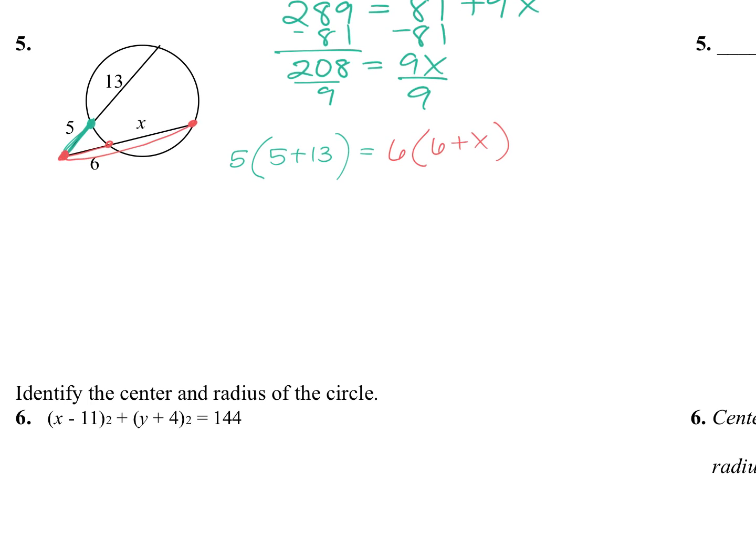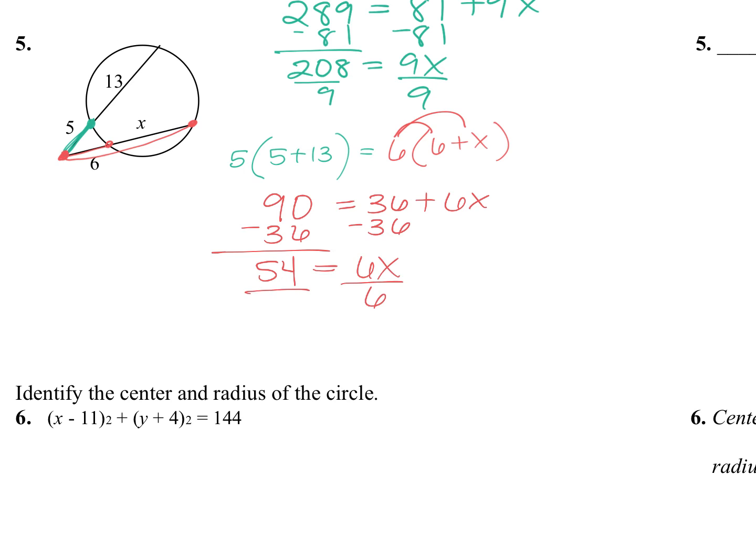Now simplify. There is no need to distribute right here. It would be kind of silly to distribute. You're just creating more work. Plug it into your calculator. 5 times 5 plus 15 or 5 times 18 is 90. Okay, so that side equals 90. This side, go ahead and distribute: 36 plus 6x. And then we're going to take away the 36, which is 54. And then we're going to divide by 6. How's your mental math? Good job.